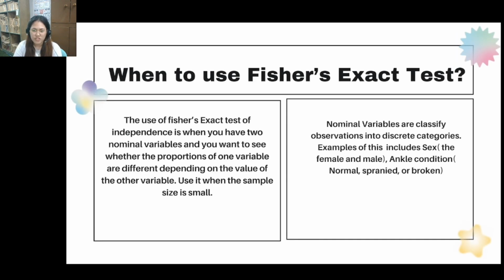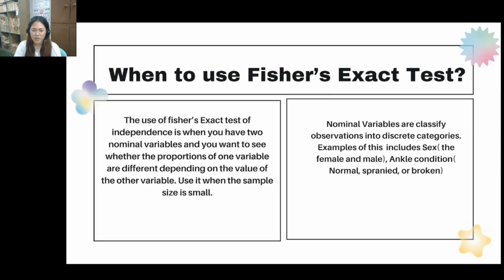When to use Fisher's exact test? Okay, the use of Fisher's exact test of independence is when you have two nominal variables and you want to see whether the proportions of one variable are different depending on the value of the other variable. Also, it is used when the sample size is small, or less than 5.